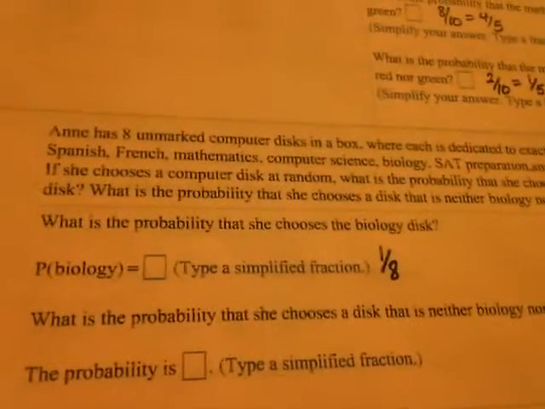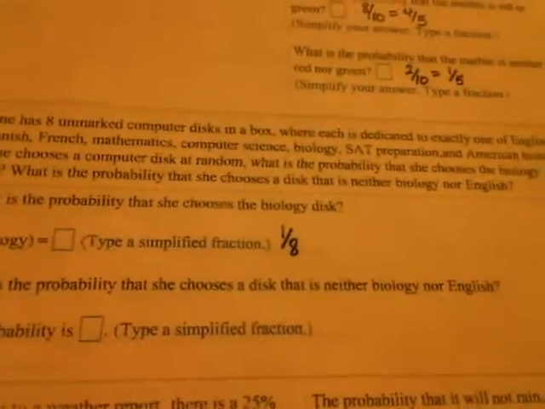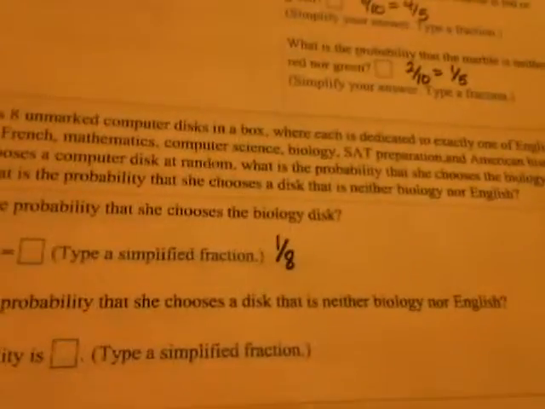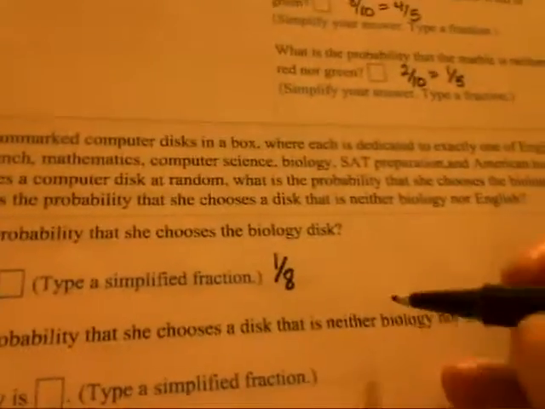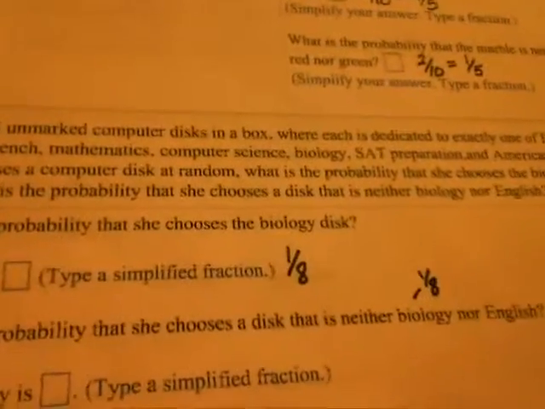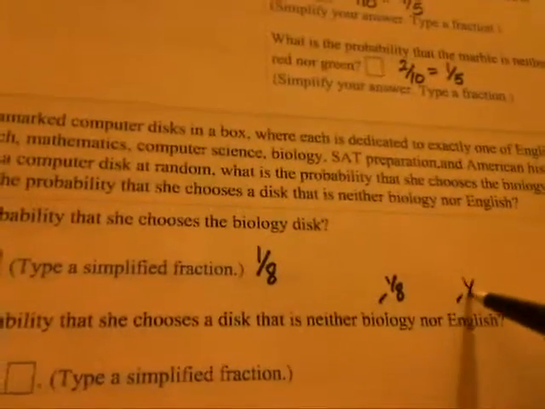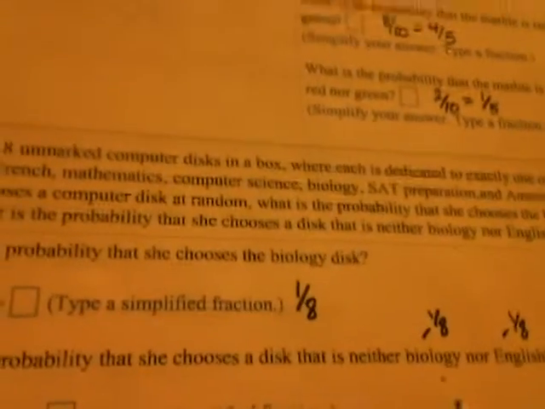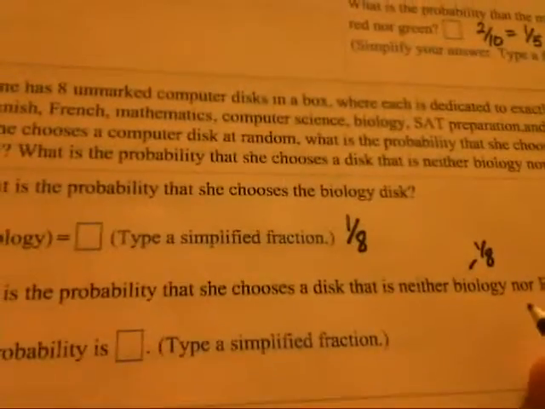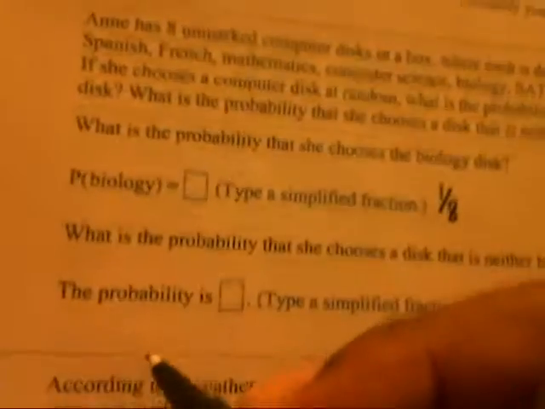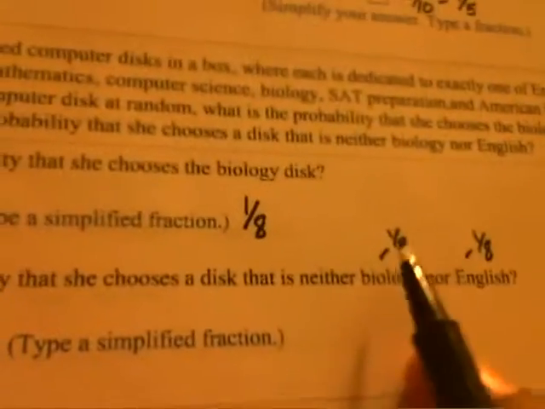And then the next one was the probability that she chooses a disk that is neither biology nor English. Well, for the biology disk, its probability is 1/8. And for English, its probability is also 1/8. So if you add 1/8 and 1/8 together, you're going to get 2/8. And then this is where we can use the complementary events, neither biology nor English.